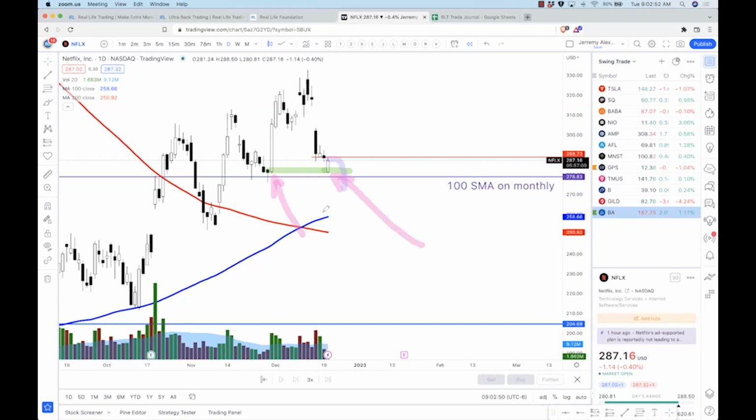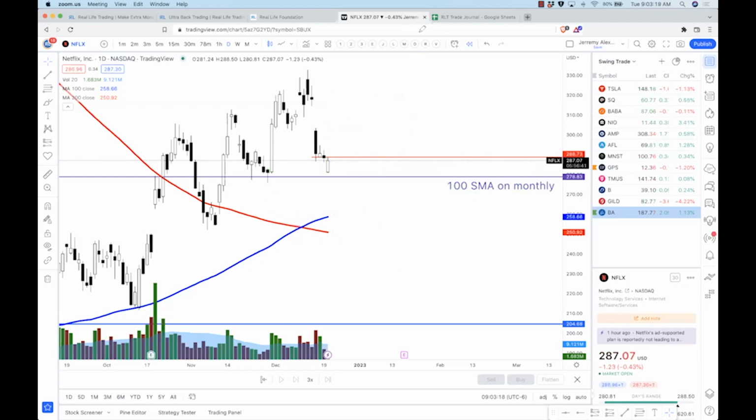If Netflix breaks that support level, there's a very strong chance it's going to come down to the 250-ish area. So that could be a short trade. If you're looking for a long, that would be a really cool spot to buy some longs on Netflix. And if you're looking for a little bit of an intermediate style trade, this is a pretty good gap. So maybe we trade up into that gap, trade down, come down and bounce off this 100 simple on a monthly.